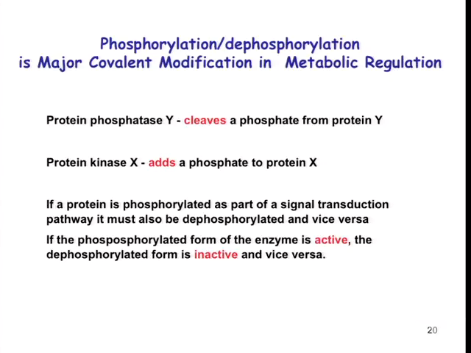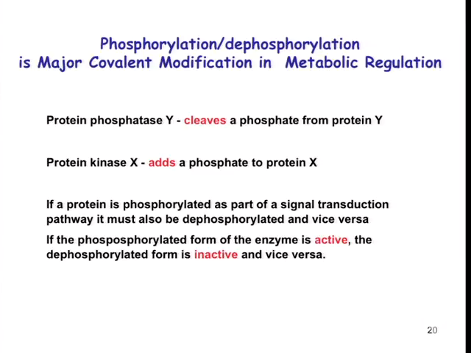Now for phosphorylation, it's kinase. When you see kinase, that means it's going to put on a phosphate. So protein kinase X adds a phosphate to protein X. So again, if a protein is phosphorylated, it's going to be by a kinase.